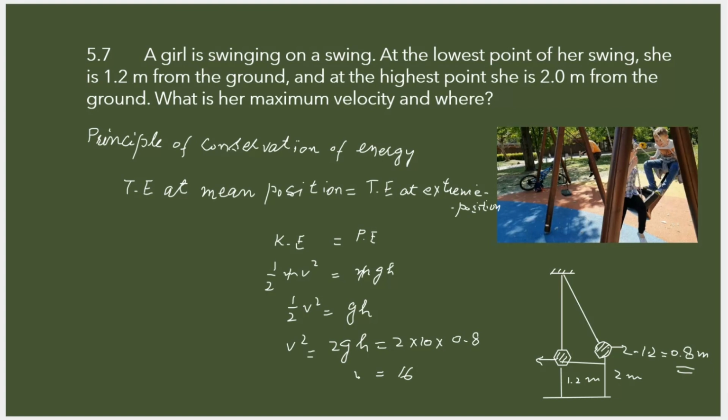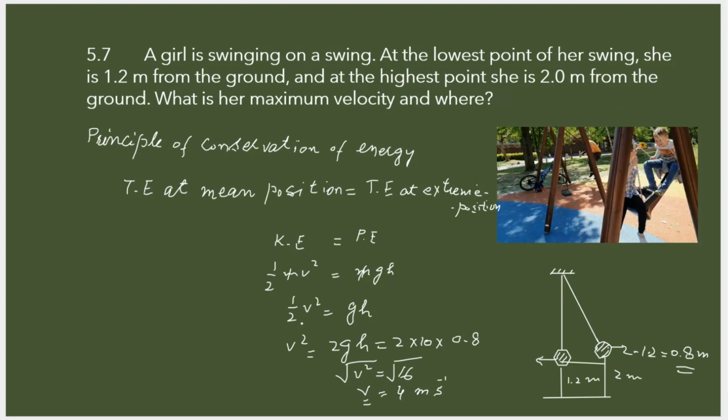So v square is equal to 16, and taking square root on both sides, we will get that v is equal to 4 meter per second. Since it is speed, it will be in meters per second. Also, this will be the maximum velocity because it is at the mean position, and when a body is moving downward, its velocity at the mean position is the maximum.